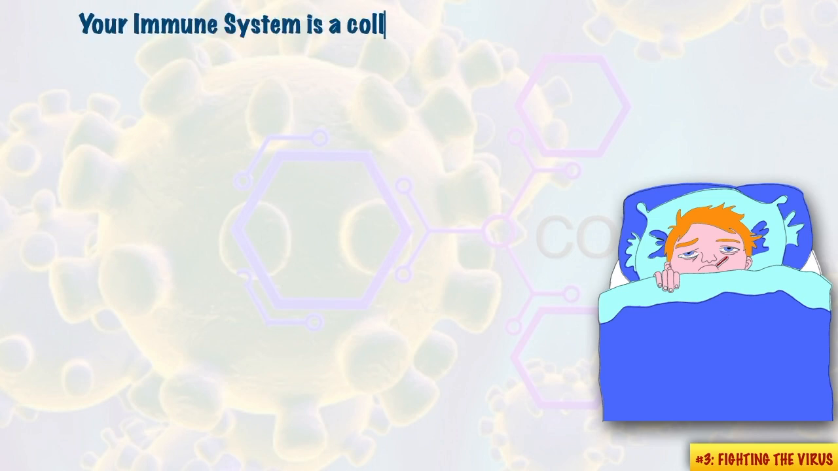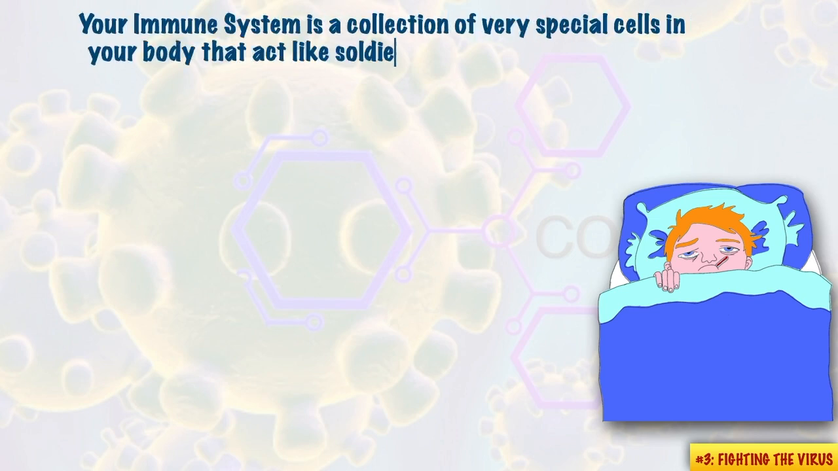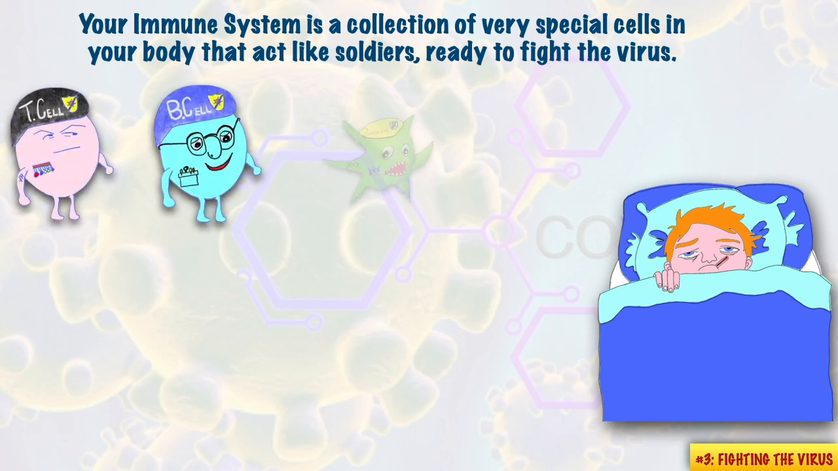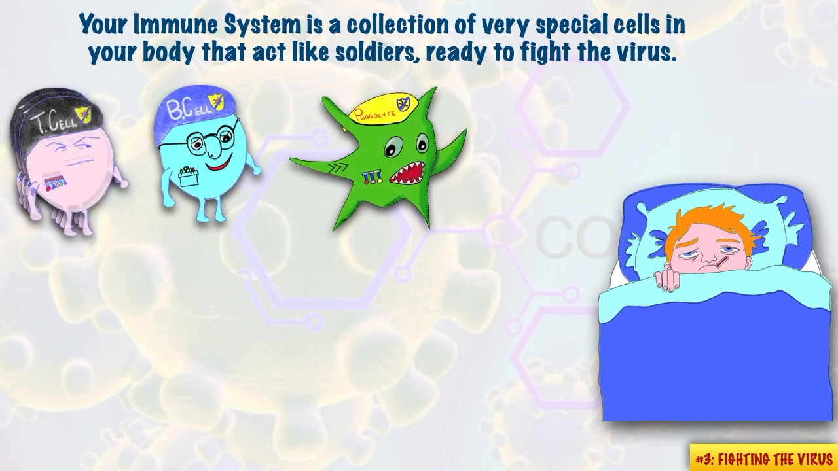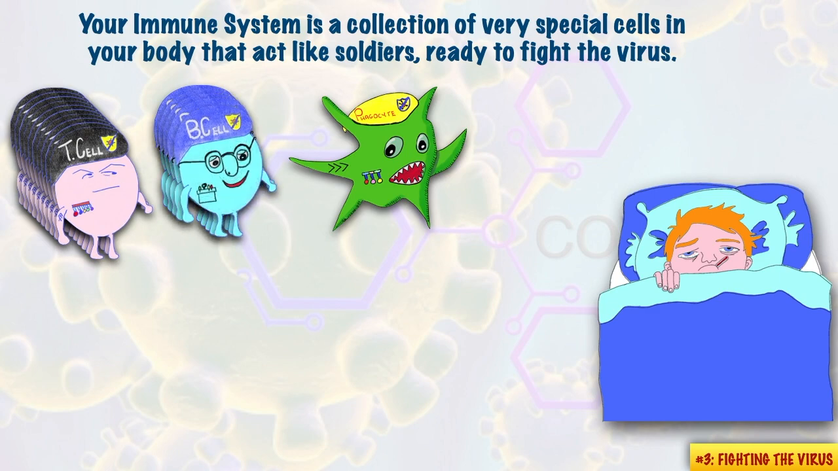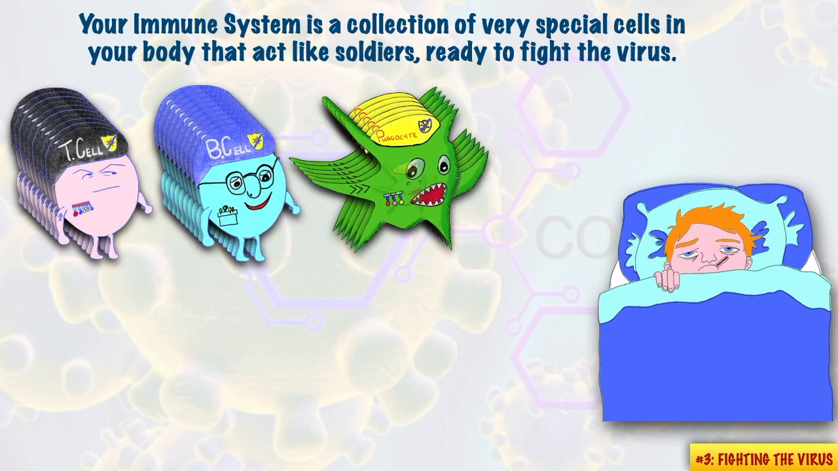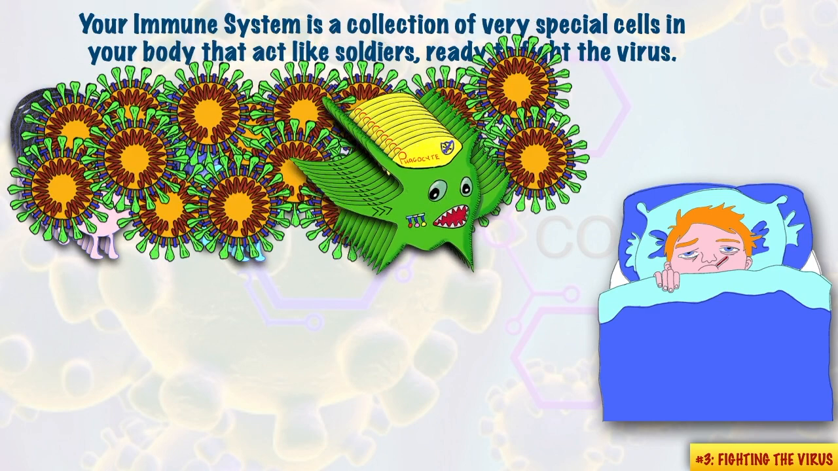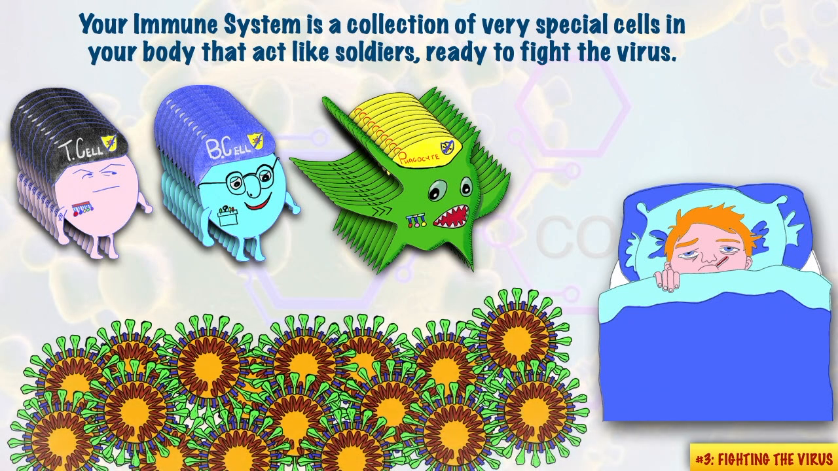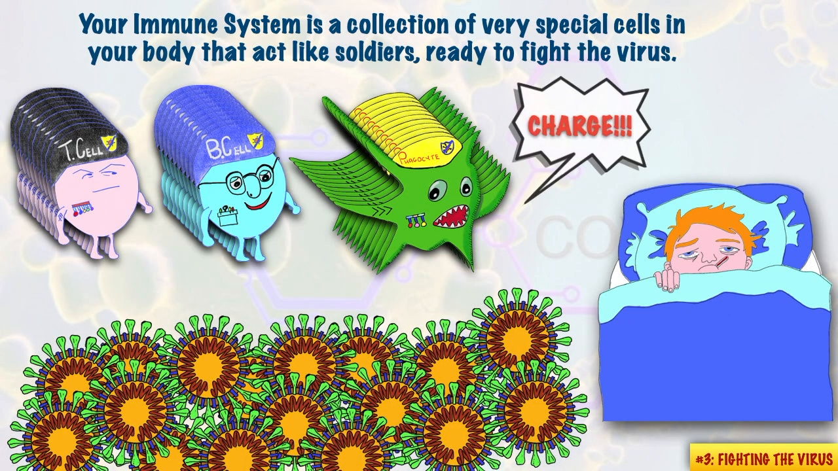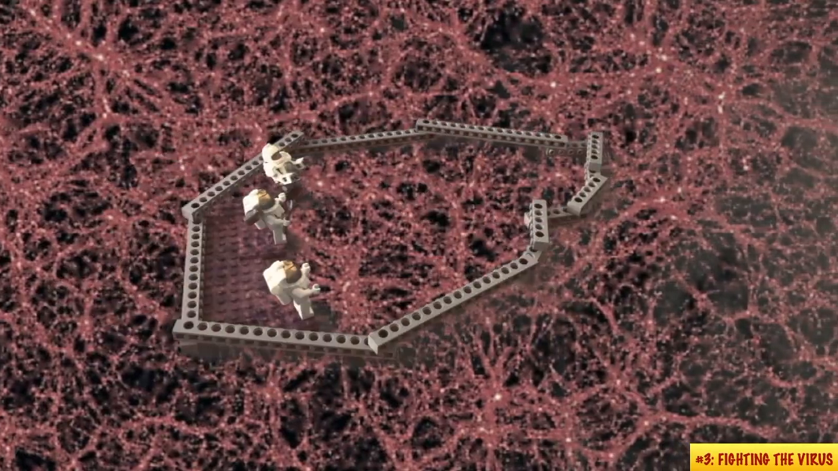Your immune system is a collection of very special cells in your body that act like soldiers ready to fight the virus. We will look at 3 very important cells in the immune system: the T cells, the B cells, and the phagocytes. Your body has a whole army of these cells, and when they meet the virus, they go to battle. This is the phagocyte cell.